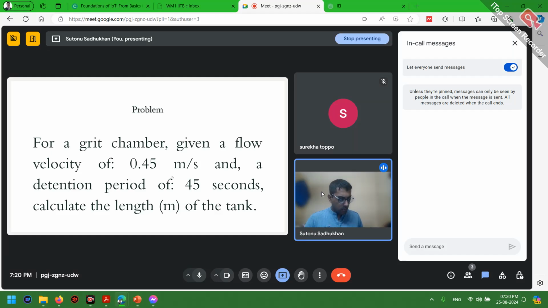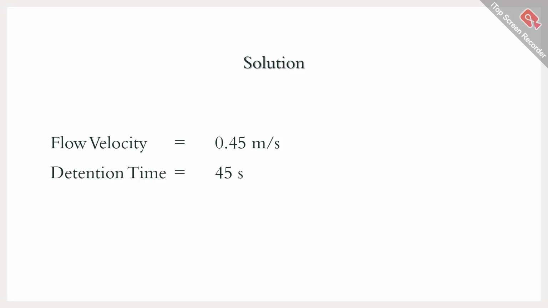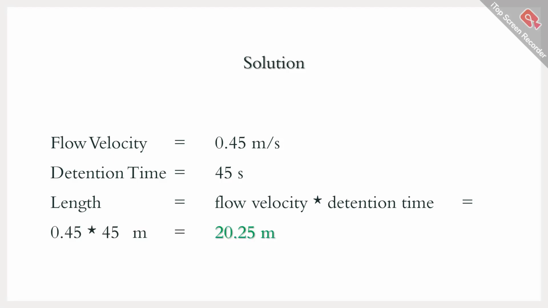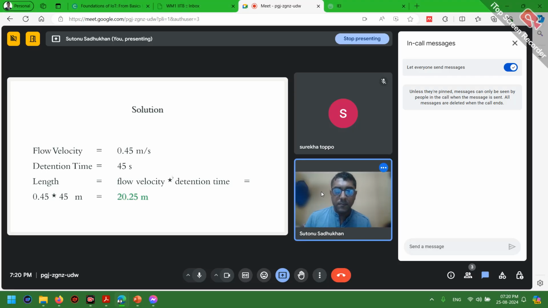Yeah. So okay, I'll proceed with the answer. The solution is something like this. Flow velocity is given as 0.45 meter per second and detention time is given as 45 seconds. So length is nothing but the flow velocity into the detention time, which equals 0.45 into 45 meter, that is 20.25 meter. Both are in MKS or SI units. So 20.25 meter is the answer.